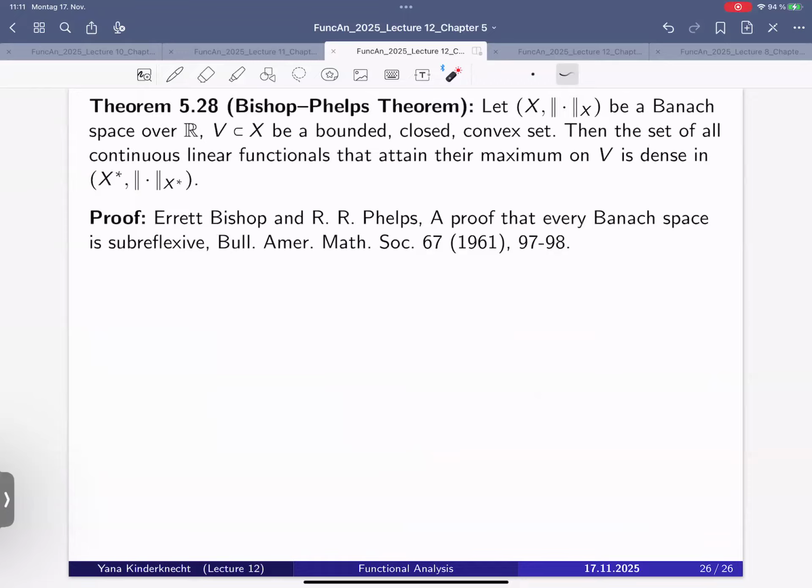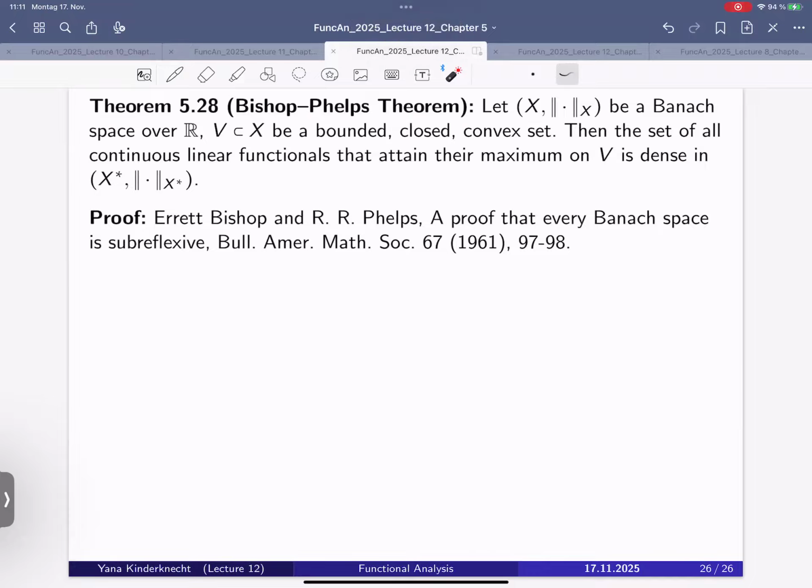Okay, this all follows from the Hahn-Banach theorem. You can find the proof of this theorem in this paper. So, summary. We have this Hahn-Banach theorem. The first statement uses only the linear structure of the space, nothing else.